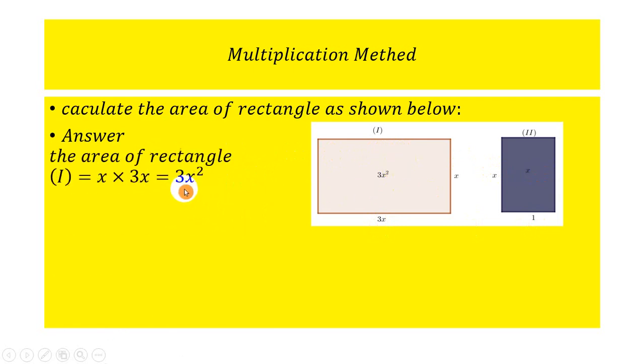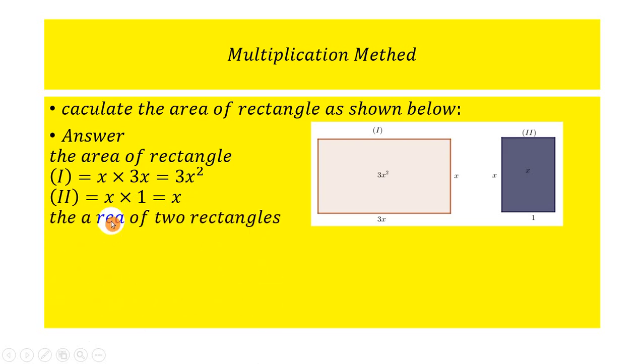How do we calculate the area of the rectangle in picture 1? Picture 1 equals h multiplied by 3h, which equals 3h squared. Continue to calculate the area of the rectangle in picture 2. Picture 2 is equal to h multiplied by 1, and h multiplied by 1 equals h.